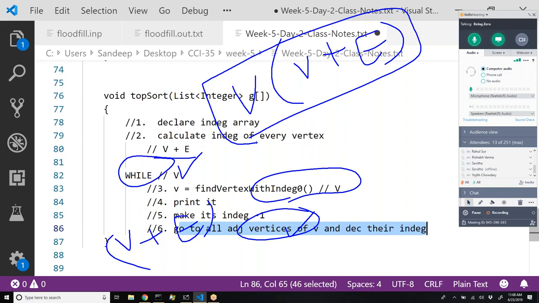Clear? Inner part is V plus E. No, the inner part is not V plus E, because the inner part is V here. Here it is E of that vertex. It is E1 of the first vertex, then E2 of the second vertex. For every vertex, if one vertex has 3 edges, we will go 3 times. If it has 5 edges, we will go 5 times.